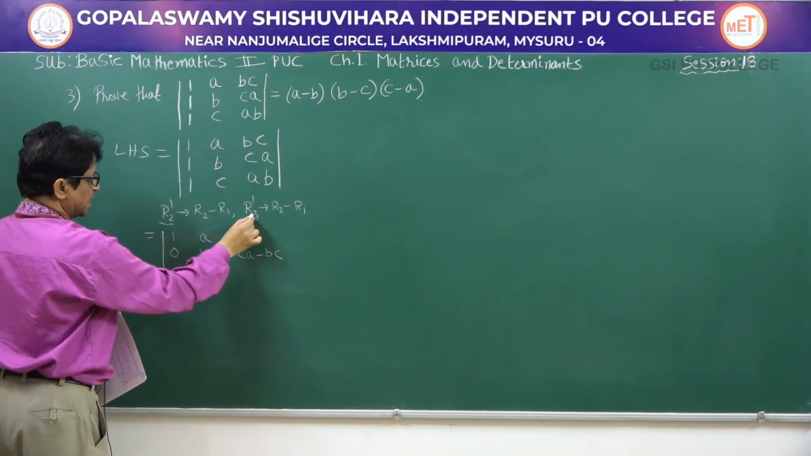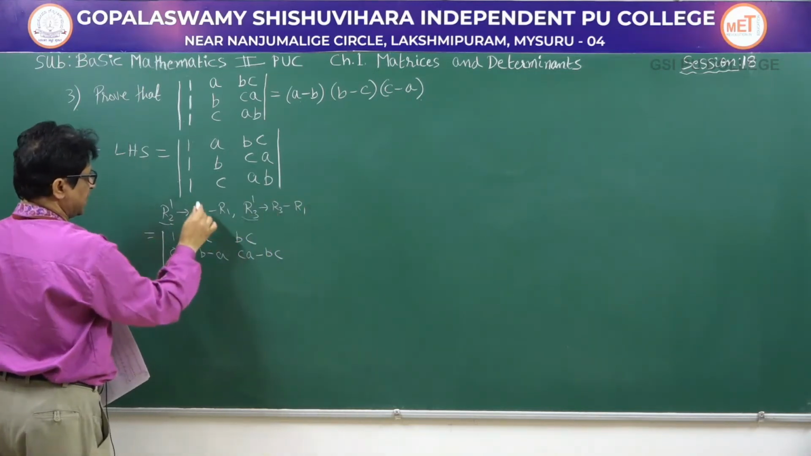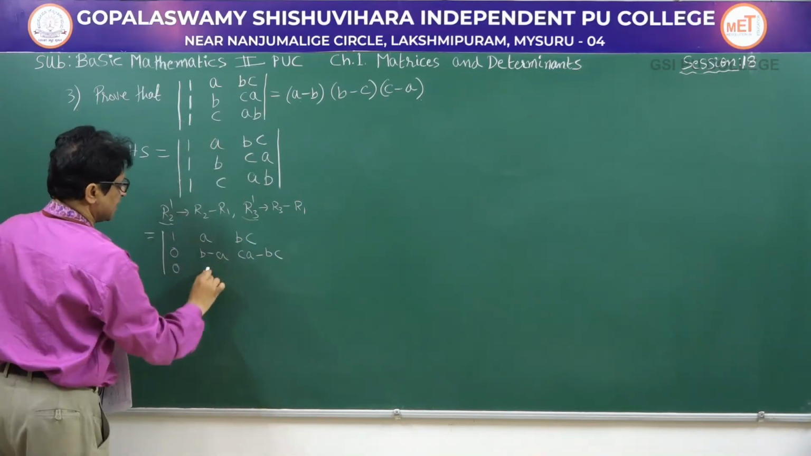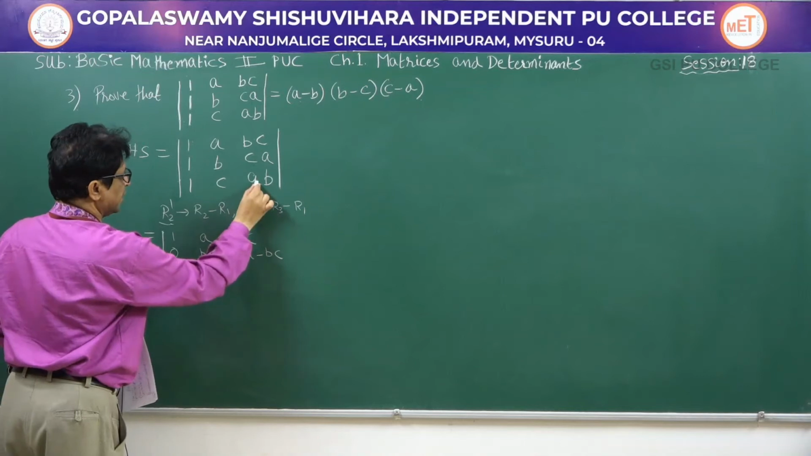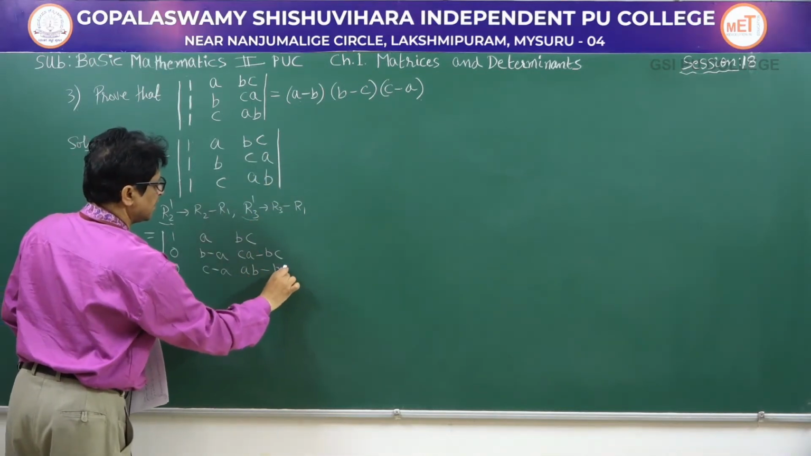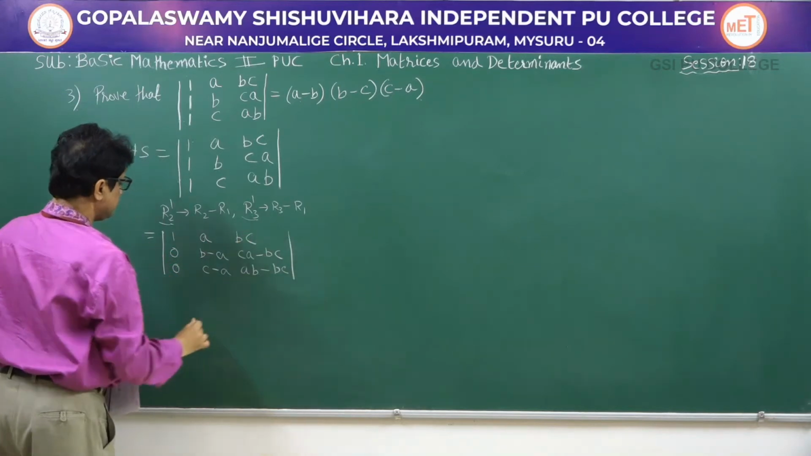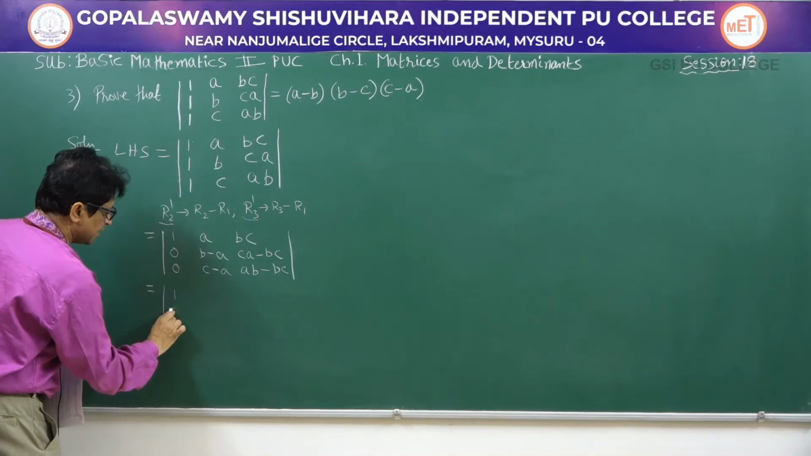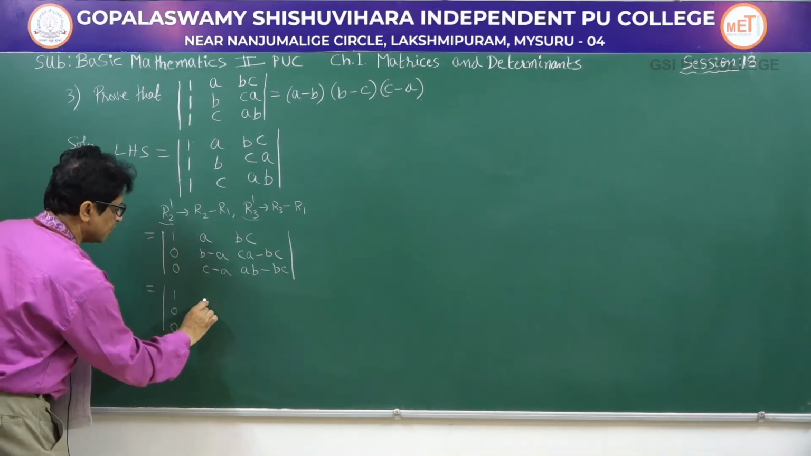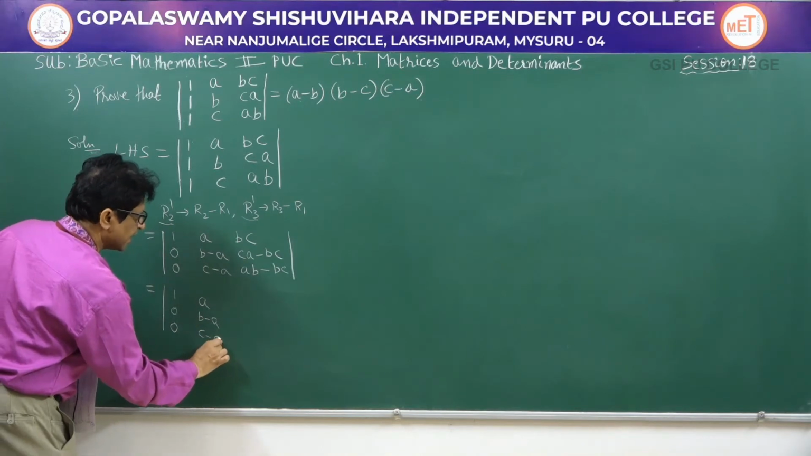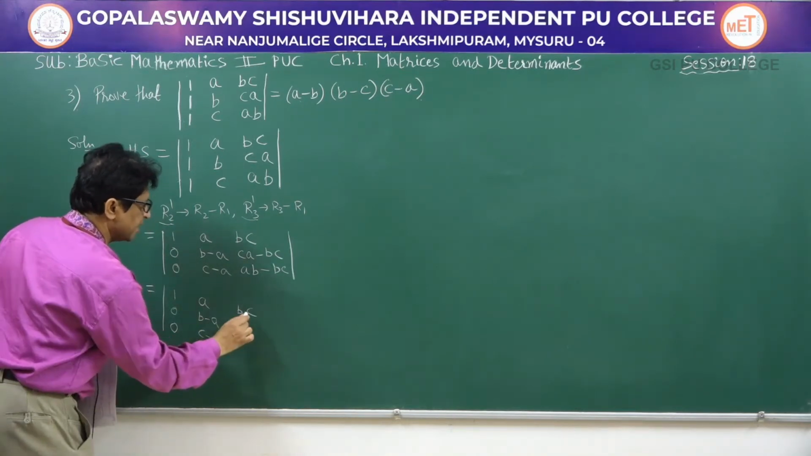Next row, R3 dash is R3 minus R1, that is 1 minus 1, 0; C minus A; AB minus BC. So that will be equal to determinant of 1, 0, 0, A, B minus A, C minus A, BC.